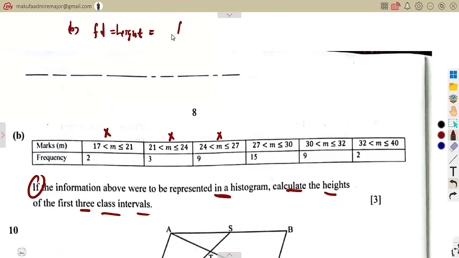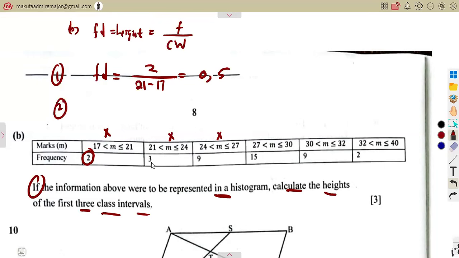So the frequency density, remember, is frequency over the class width, where class width is the difference between the upper class minus the lower class. So for the first class, the frequency density was going to be the frequency of this class, which is 2, over the class width, 21 minus 17, which is 4. So 2 over 4 is 0.5. So that is the height of this class.